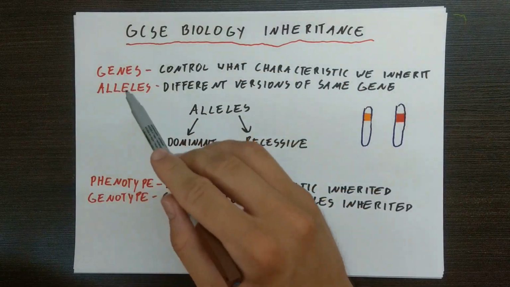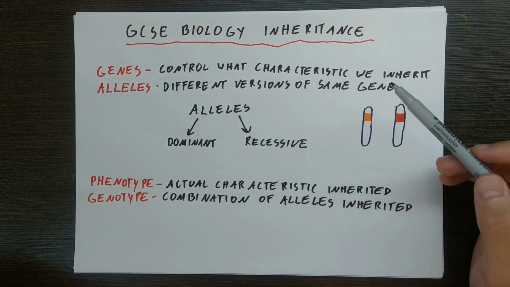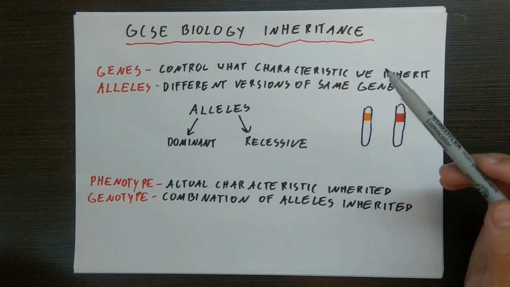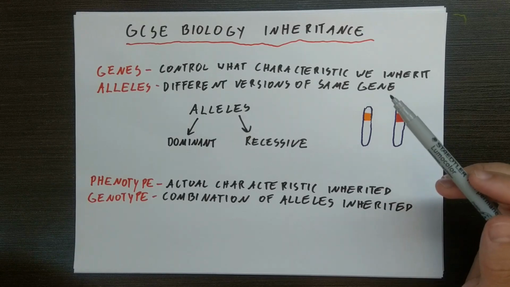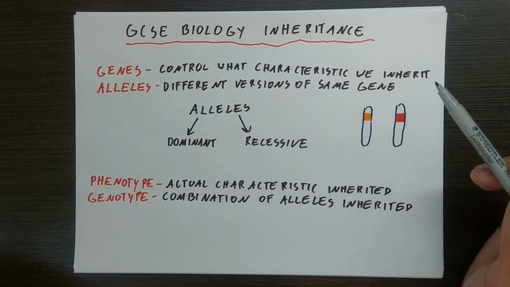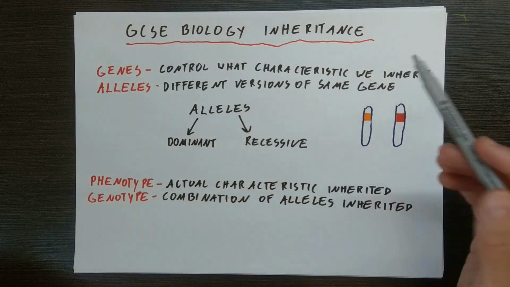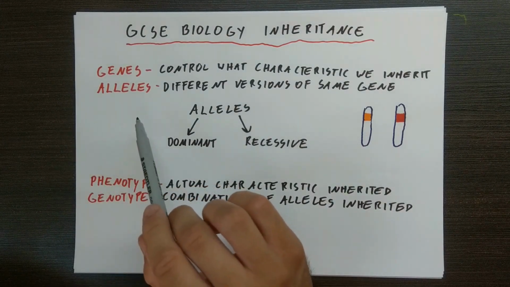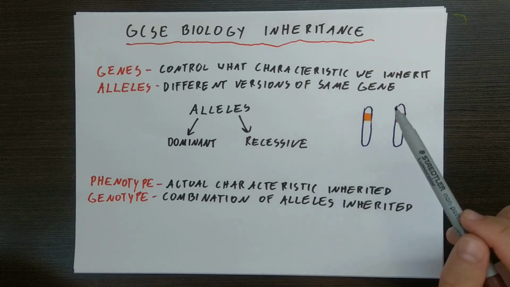First of all, what are genes? Genes control what characteristics we inherit. Each gene controls a different characteristic, or genes can also come together to control a single characteristic. However, their main job is to control which characteristics we inherit. Now, alleles are different versions of the same gene.